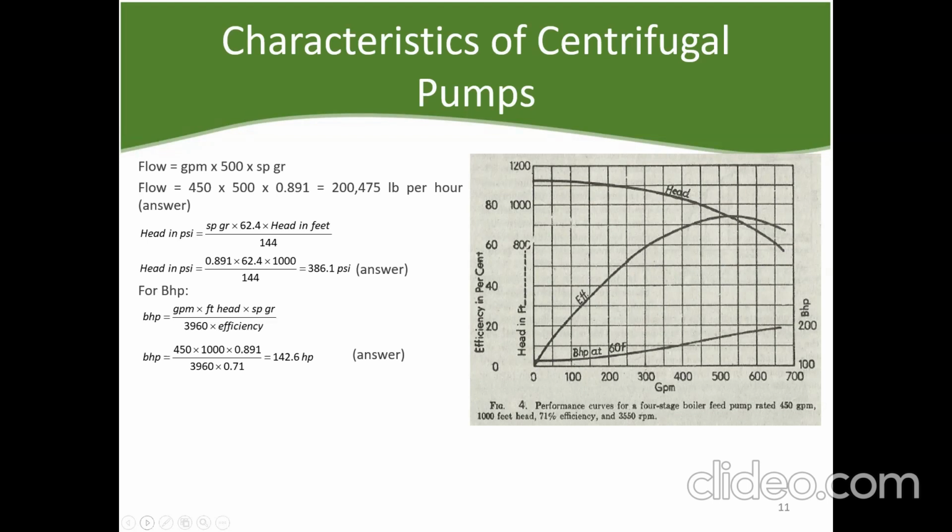So the head in PSI is specific gravity times 62.4 times head in feet over 144 para sa maging PSI. So 0.891 times 62.4 times 1,000 divided by 144 is 386.1 PSI. Okay? Bakit 62.4? Kasi itong figure mo is puro sa 62.4. Kinuha mo yung equivalent mass flow rate kasi at any temperature, pagtaas, baba man yan, ang mass flow rate mo, constant yun. Kaya kinuha mo lang yung volume ang iba. So, required volume mo is 500.